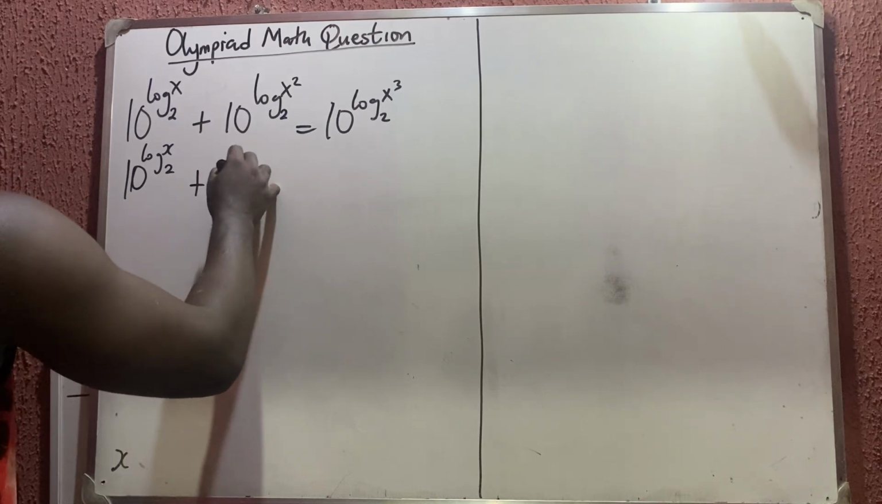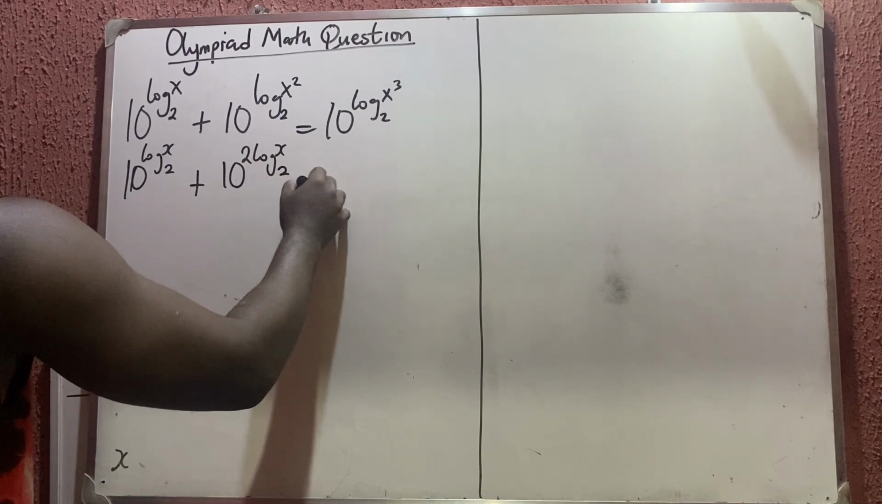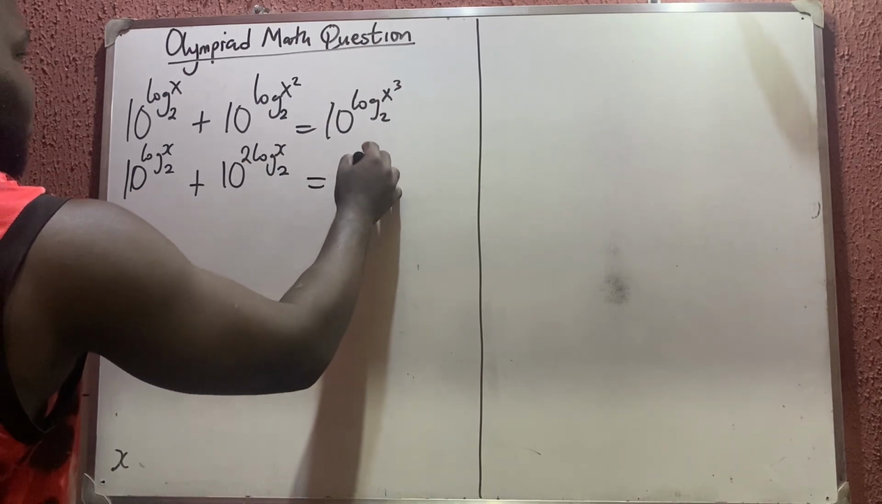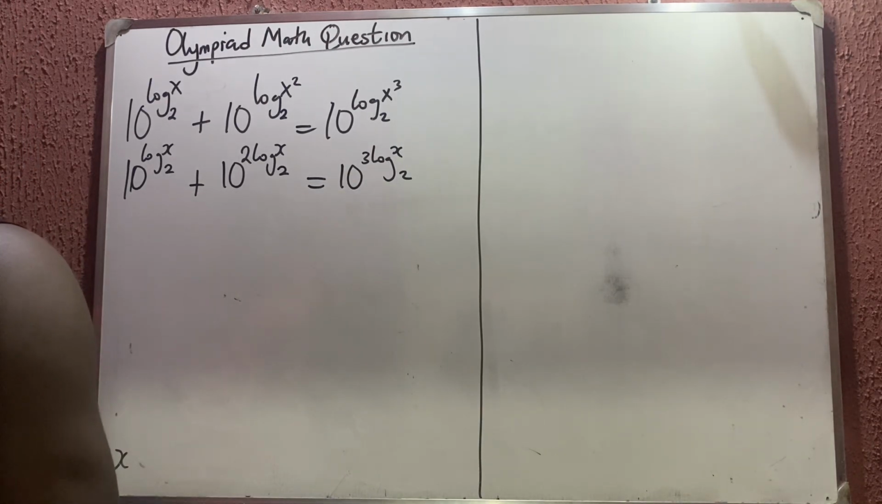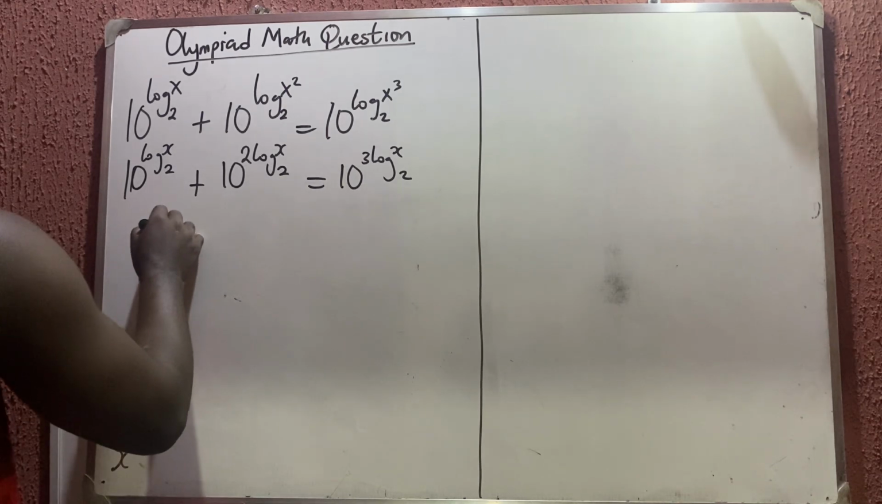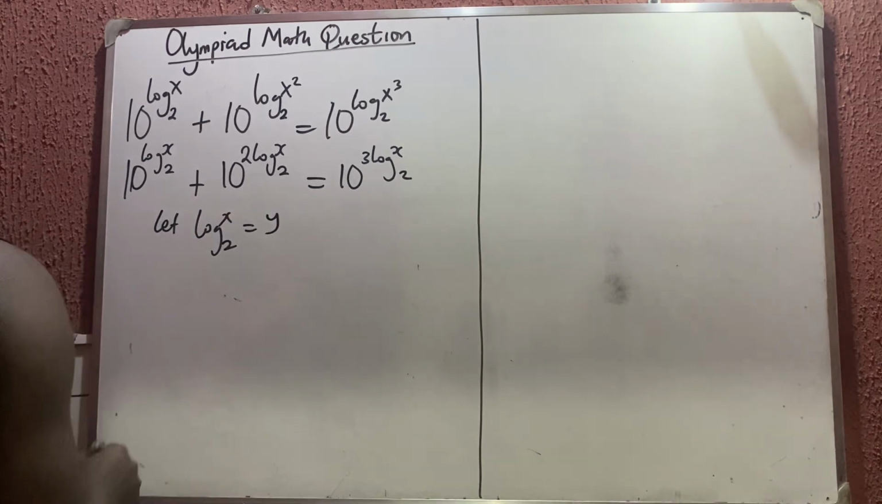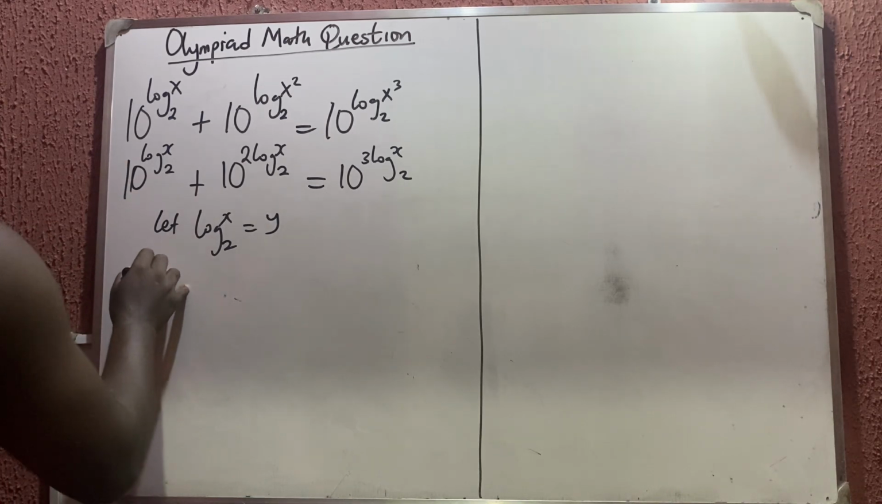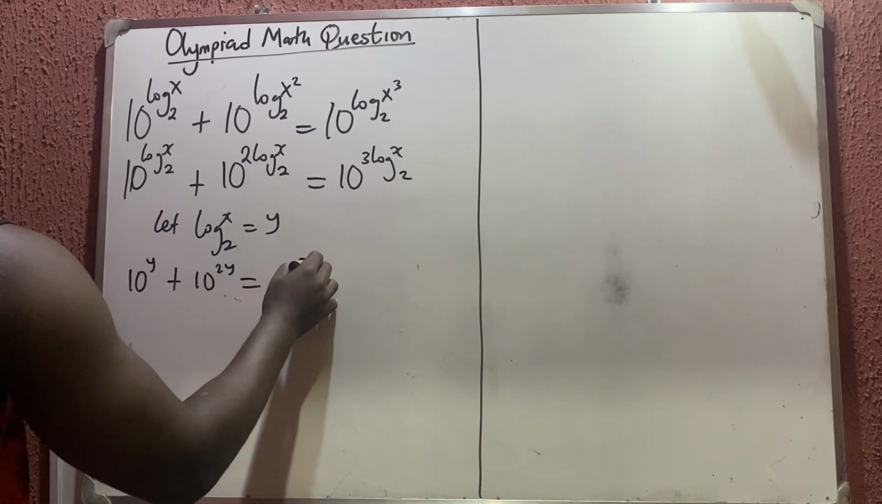So I'm going to have 10 raised to the power 2 log x base 2, equal to this; the 3 can come to the back. I'm going to have 10 raised to the power 3 log x base 2. Now, they have something in common, so let log x base 2 be equal to y. Anywhere I see log x base 2, I'll put y. So this is now 10 raised to the power y plus 10 raised to the power 2y is equal to 10 raised to the power 3y.